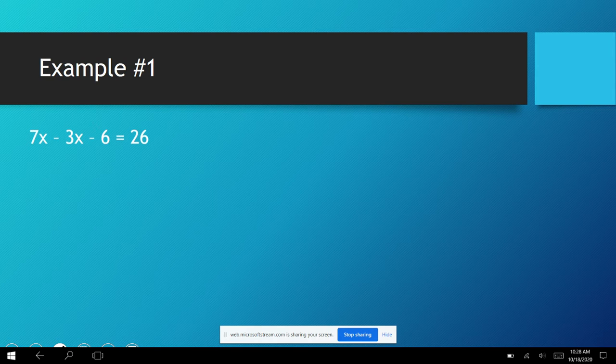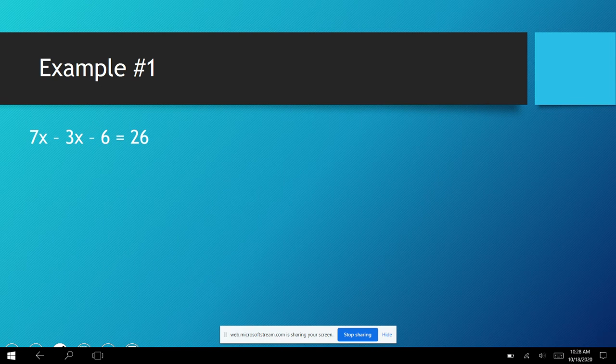So let's start with our first example here: 7x minus 3x minus 6 equals 26. When you're solving multi-step equations, the first thing you need to do is make sure that you have simplified expressions on both sides of your equal sign. By simplified expressions, I mean we combine all our x's that we can and we combine all our constants that we can before we try and tackle solving for the value of x.